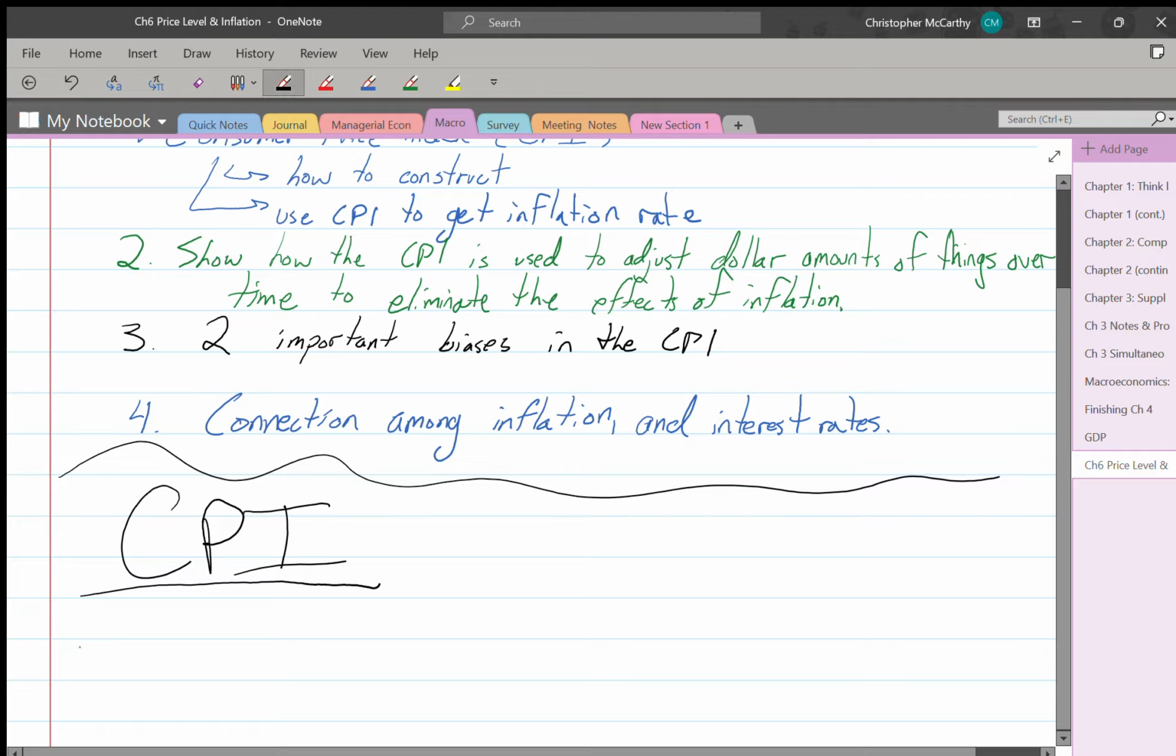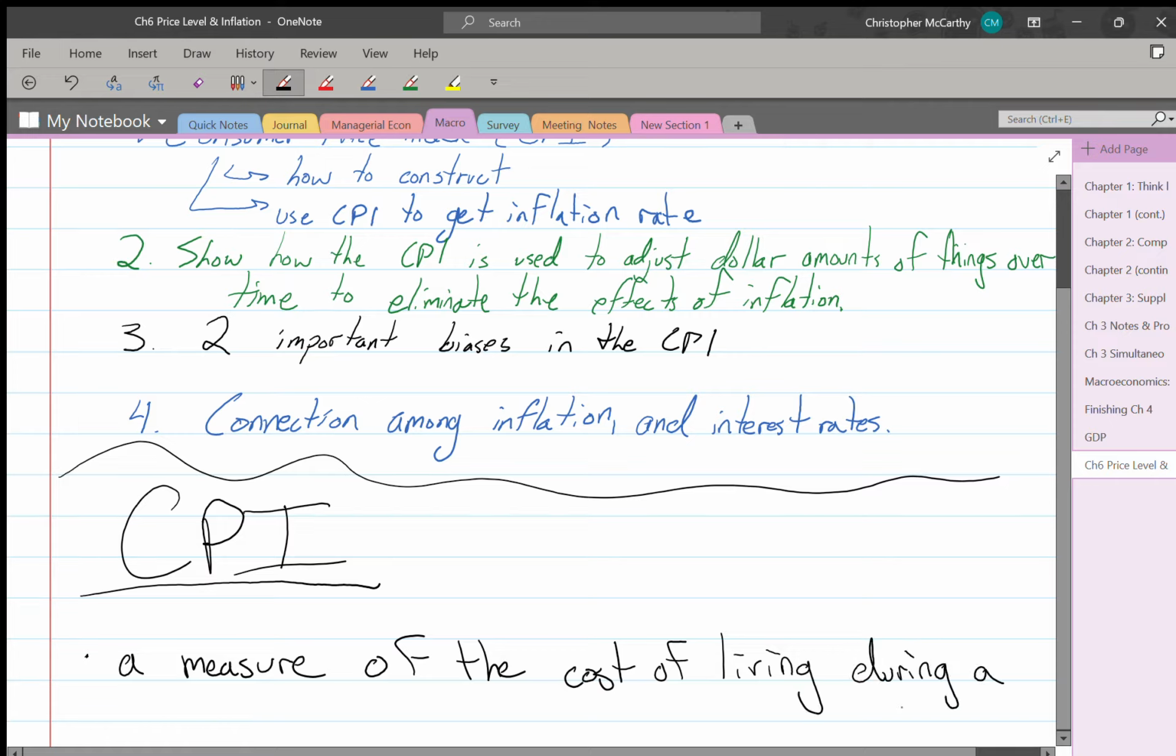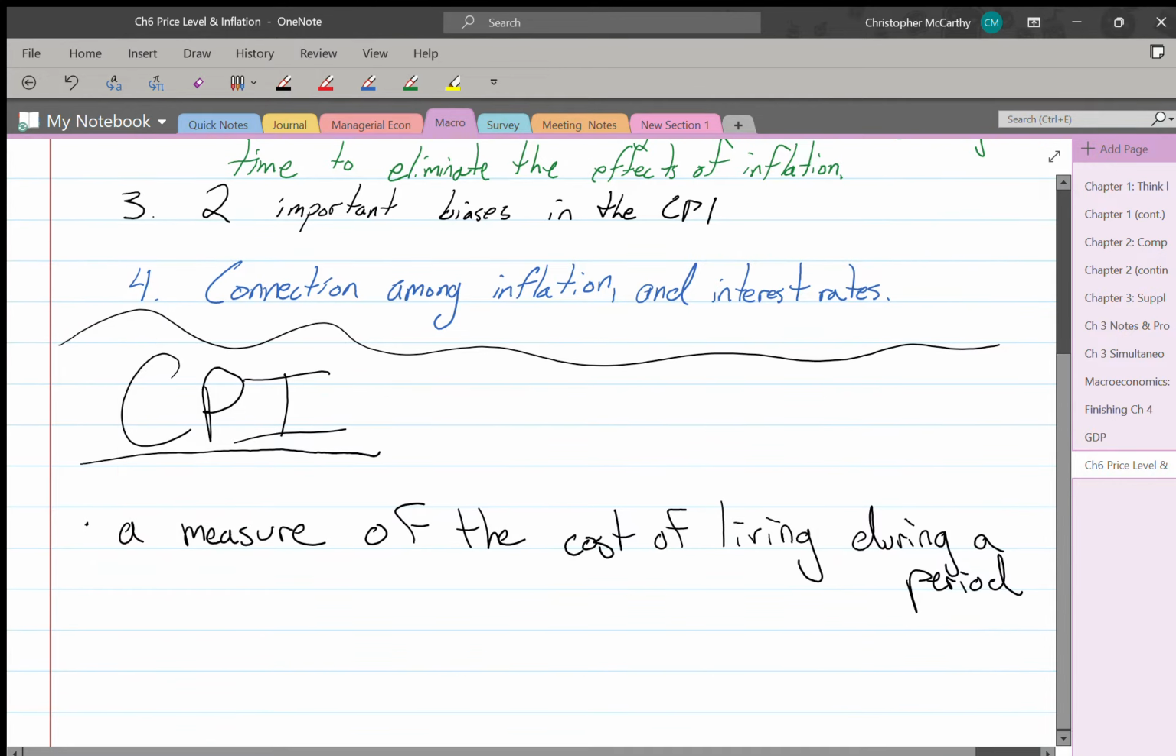So the CPI is a measure of the cost of living during some period. So just like with the GDP is a measure of economic activity over some period, the CPI is a measure of the cost of living. So it's a measure of the prices of things.